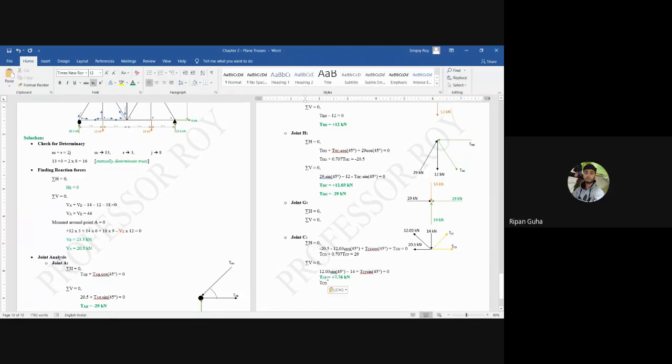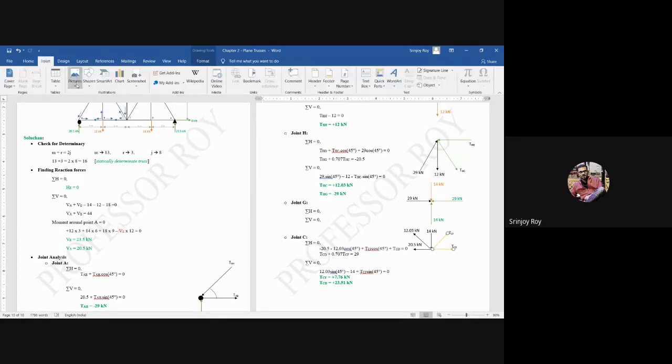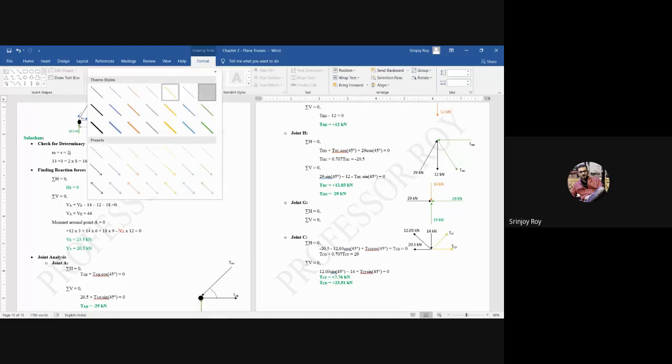23.51. 23.51 positive, sir, kilonewton. Okay, that means the assumption was correct here, everybody. So ये जो दोनों yellow colored marks था, that is actually known to us. So I will be writing it in green colors.